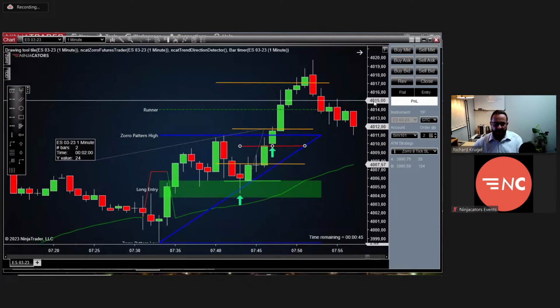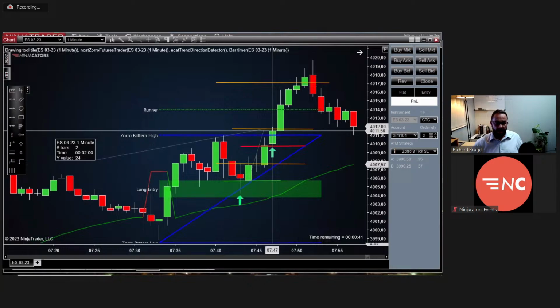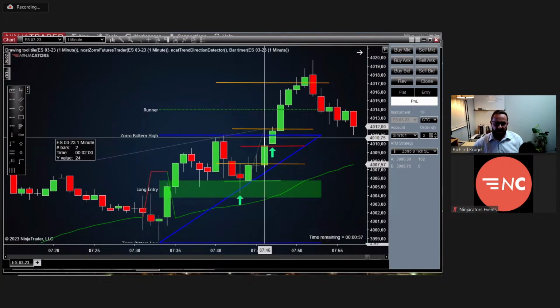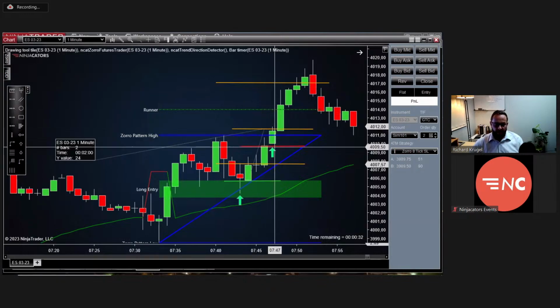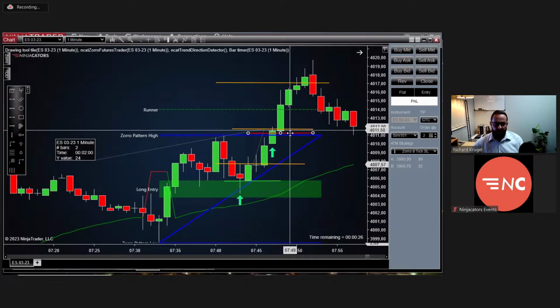Now, there's a very particular way that I trail my stops. I want to see candles moving in my direction, in this case, green candles, and they need to close above the previous candles, in this case, the wicks, before I will move my stop. In this case, we have another nice strong one to the upside. I'll move my stop to there. We have another one closing above.